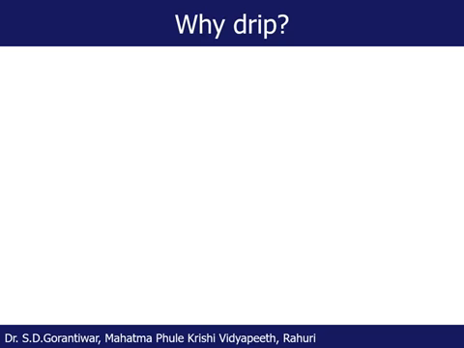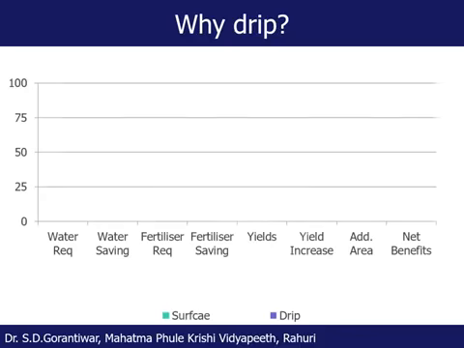Let us see why we need to adopt the drip irrigation system based on the benefits and the limitations that we have shown. Here I have tried to compare surface and drip irrigation method with the help of histograms on certain parameters. All these parameters I have shown on the x-axis, that is water requirement, water saving, fertilizer requirement, fertilizer saving, yields, yield increase, additional area, and net benefits. And on the y-axis I have shown the magnitude up to which the drip irrigation can offer these benefits.